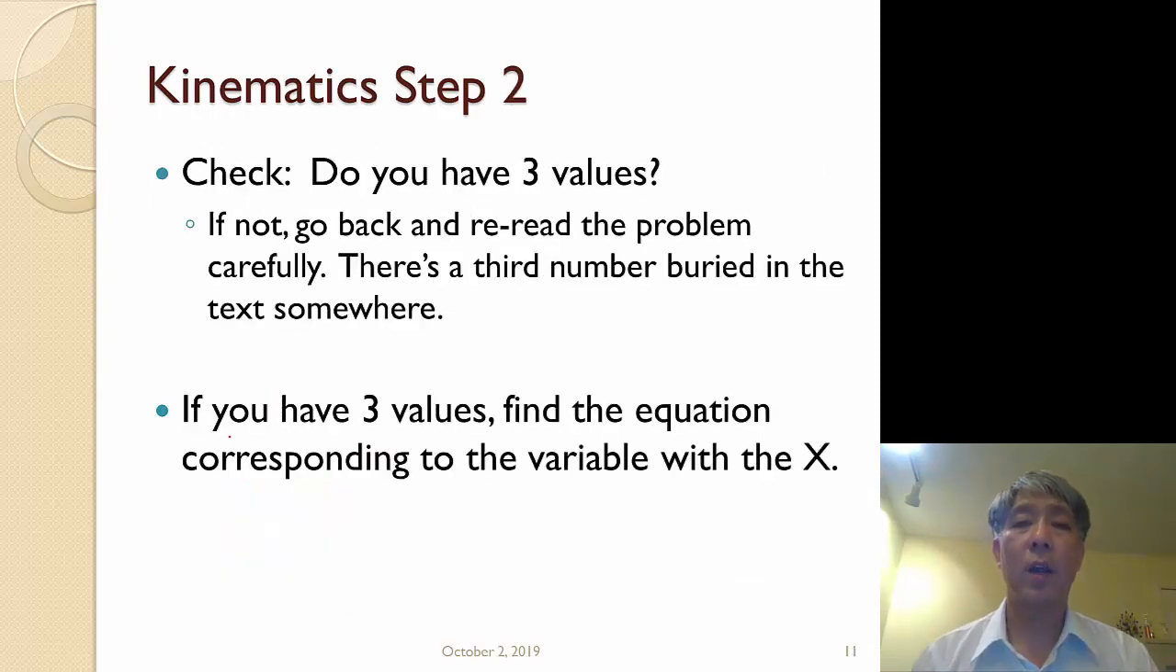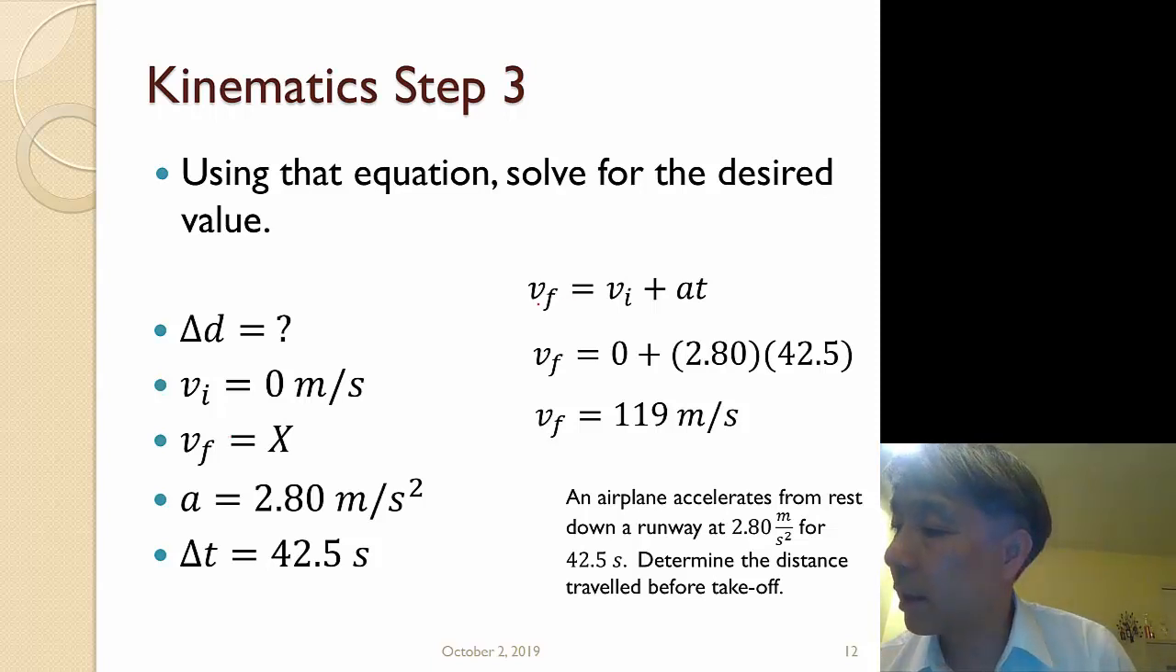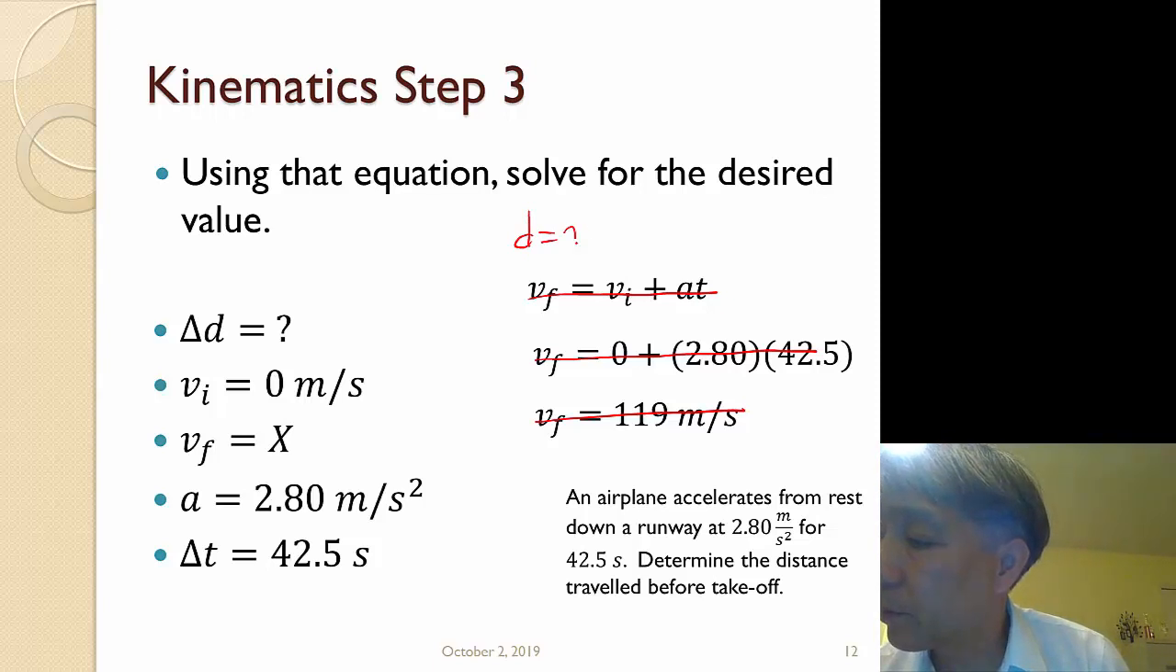Continuing on, do I have 3 values? In this case, I do have 3. If you can't find that third number, you're going to need to go back and reread the problem. Look at your picture. Figure out what's going on physics-wise, because there must be a third number buried in the text somewhere. But once you have that and the variable with the x, you can plug that into an equation. It's not this equation, because it's wrong. Because VF is the one I don't need, it would be this equation.